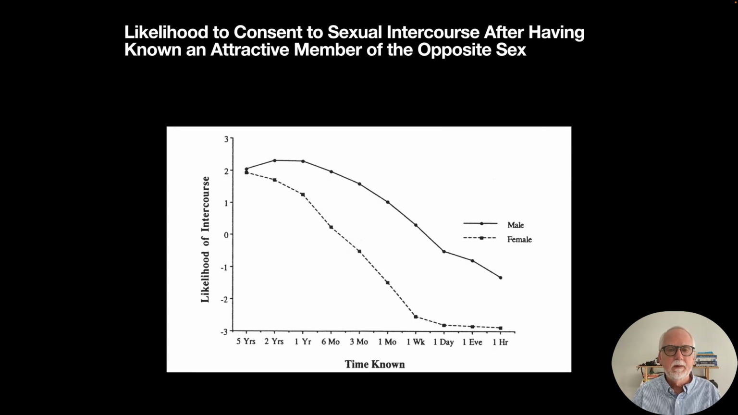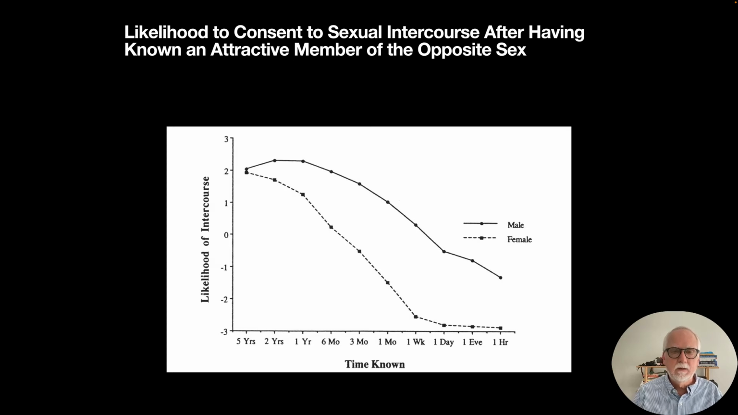sex. So in these studies of the same kinds of samples, 18 to 20-year-olds, you can ask what's the likelihood that you would have sex with somebody at all these different time periods. So let's say you've known somebody for 5 years. You've been dating for 5 years. What's the likelihood that the two of you are going to have sex? And you can see on the y-axis, that's just a relative measure of the likelihood that they would actually have sex.